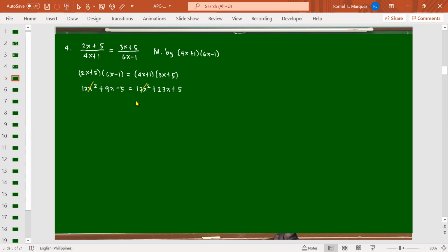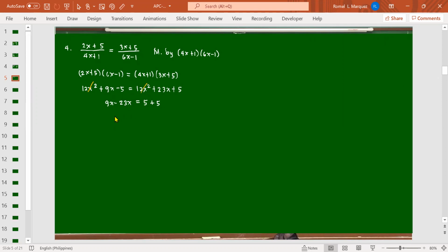So we add on each side negative 23, so that we have 9x minus 23x. On the right side, we have 5. Then we add on each side 5, so that negative 5 on the left side is eliminated. No? So by adding positive 5 on each side, 5 copy, then plus 5. So no more negative 5 on the left side.